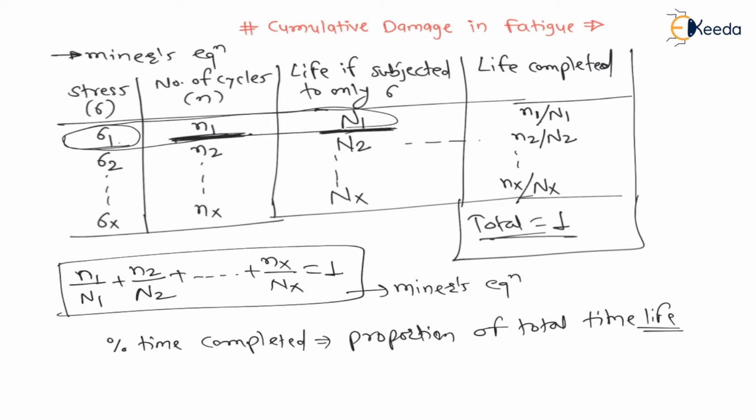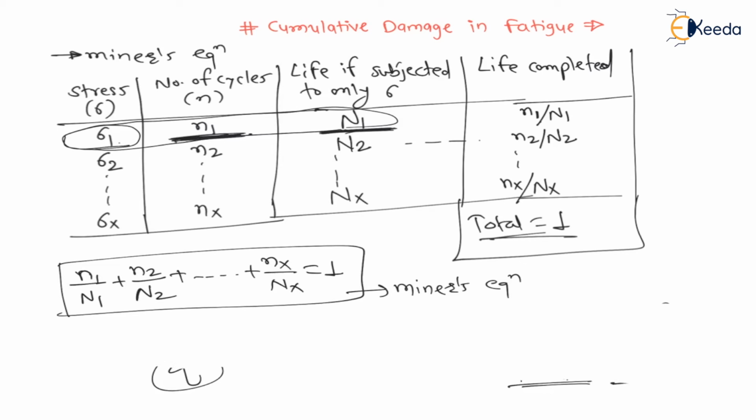Let us say one component completes for 100 hours, and let us say sigma 1 is applied for 10 hours. Let us say the life of the component is 100 hours and sigma 1 is applied for 10 hours. That means sigma 1 is applied for 10% time, and this is indicated by alpha. Percentage of time for which stress is applied is indicated by alpha, right?